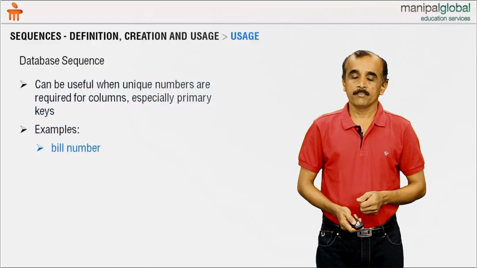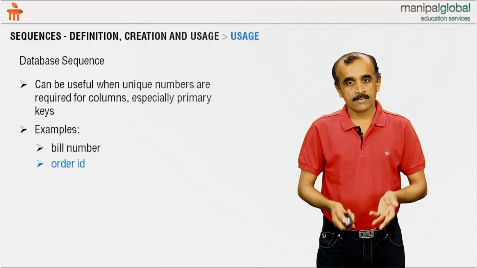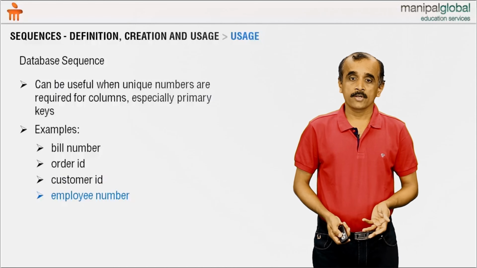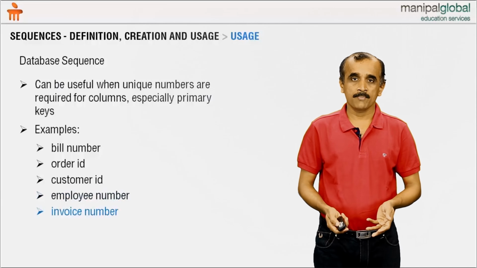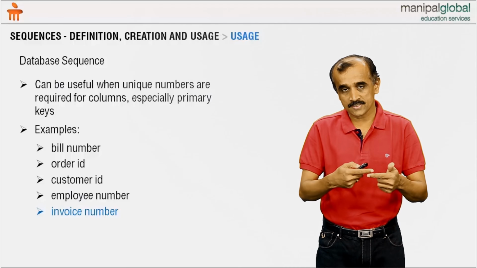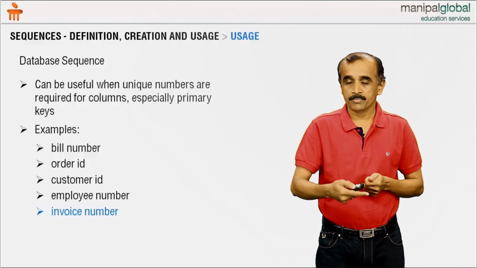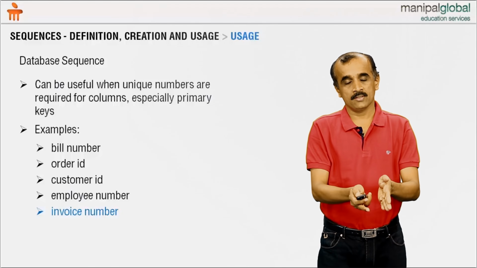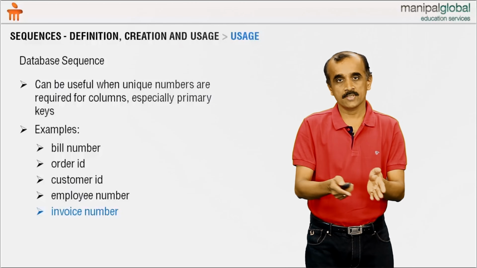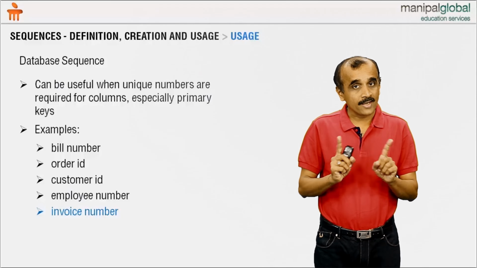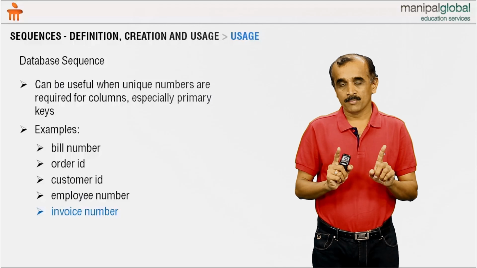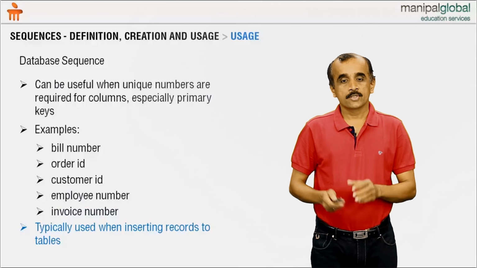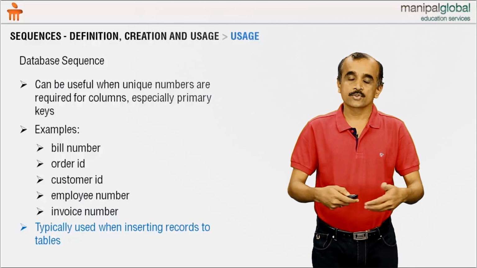Examples are bill number, order ID or order number, customer ID, employee number, and bank account number. In all these cases, like invoice numbers, the numbers are one up. Employee ID: today one employee has joined, tomorrow if another joins, you take the one up number and assign it. Unlike a credit card number or debit card number, which uses a different algorithm and is certainly not sequential. So it is typically used when inserting records into tables.